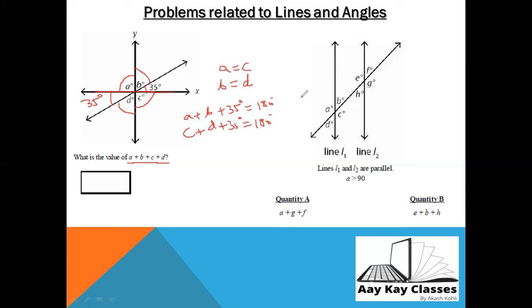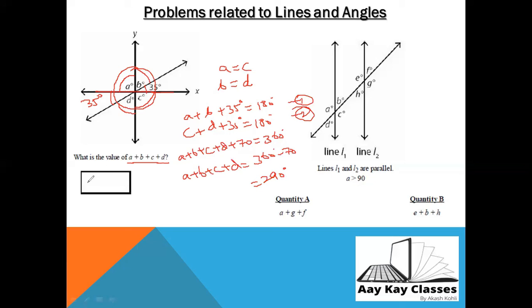So if I add 1 and 2, I'll get A plus B plus C plus D plus 70 equal to 360. This is a complete angle now. The whole 180 plus 180 is 360. I told you. Now A plus B plus C plus D equal to 360 minus 70, which is equal to 290 degrees. So the answer is 290 degrees. This is the answer. So I hope you have learned it. I've got the answer. Now I'm going to clear the screen.